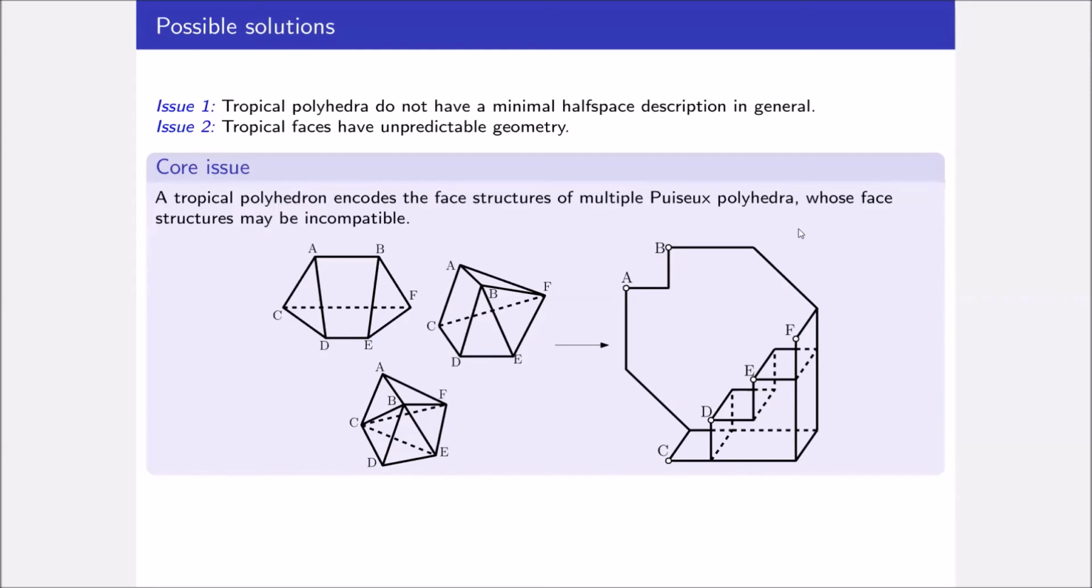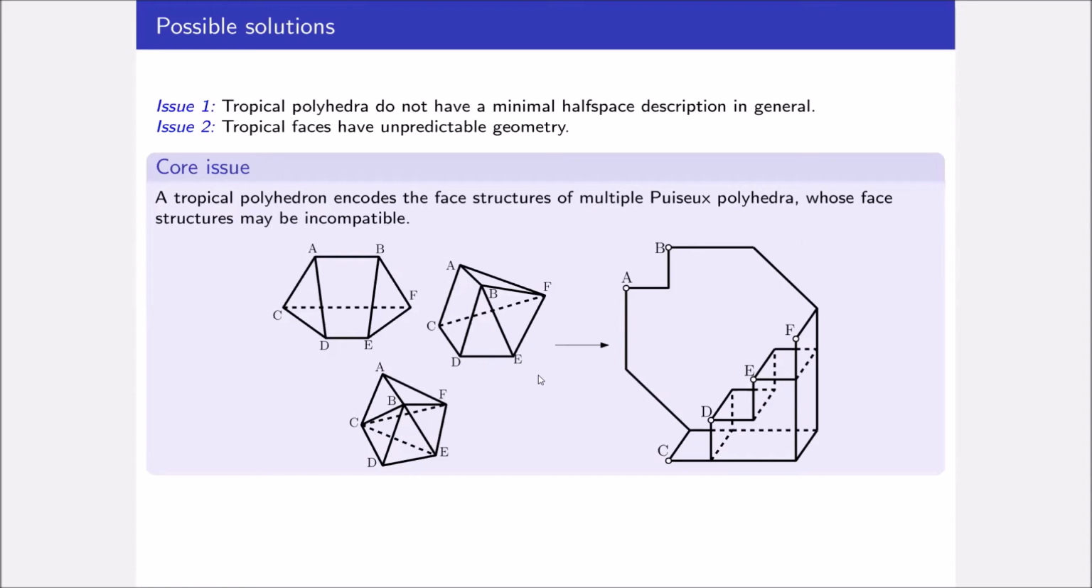Can I ask you a question? In this example you're showing, are these three the only polyhedra that map to that tropical polyhedron? No, I don't think they are the only ones. So do you know them all? Do you know all the combinatorial types that map to this thing? Not off the top of my head. Is there a process to find them all?